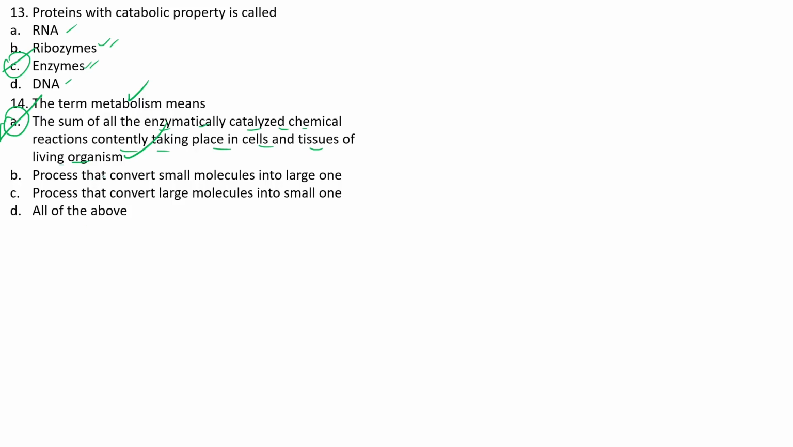The process that converts small molecules into large ones, or the third option, the process that converts large molecules into small ones, they are called catabolism and anabolism. We know this. So the right answer is A here.